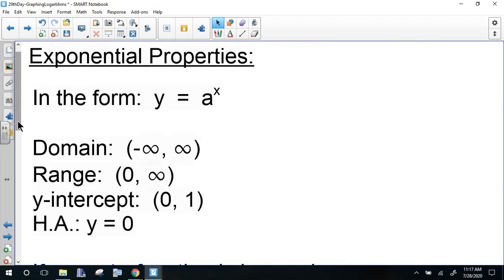Remember exponential properties? It's in this format, y equals a base raised to an exponent. The domain is all real numbers. You can write all real numbers with that symbol. Range is 0 to infinity. The y-intercept is 0, 1, and the horizontal asymptote is y equals 0.